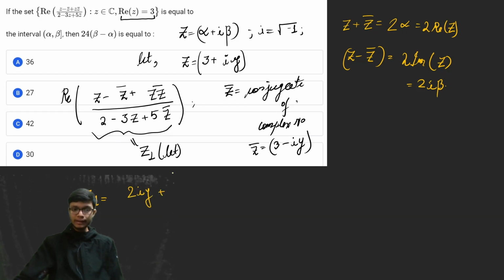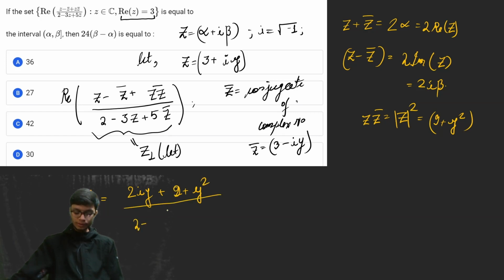Plus z z bar, which is equal to mod of z whole square. Also you know this property: z z bar is equal to mod of z whole square, and the square of the modulus of 3 plus iota y will be equal to 9 plus y square. So I will put over here 9 plus y square, and the whole thing divided by 2 minus 3 times (3 plus iota y) plus 5 times (3 minus iota y).